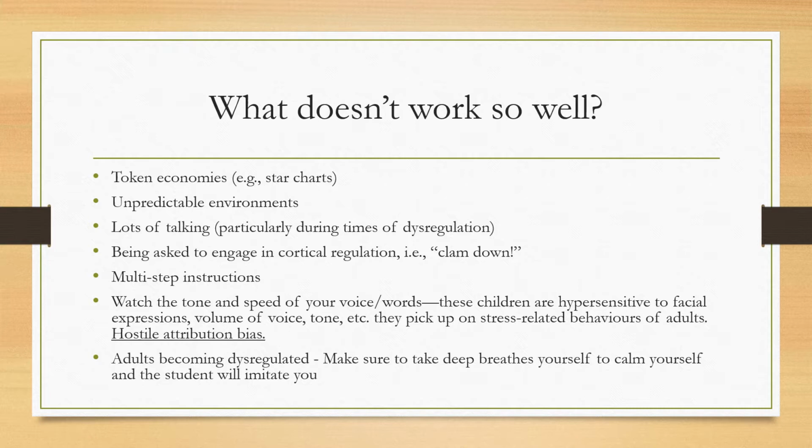What also doesn't work is if the adults become dysregulated. So you need to make sure you take deep breaths yourself to calm yourself down, and then your student's more likely to imitate you. If you become really dysregulated and stressed, they are more likely to do that too. It's that contagion of affect, okay? Stress is contagious, and calmness is also contagious. So think about what you are modelling for the child.